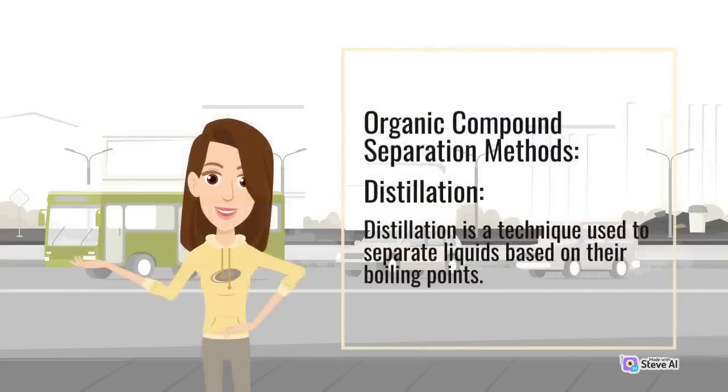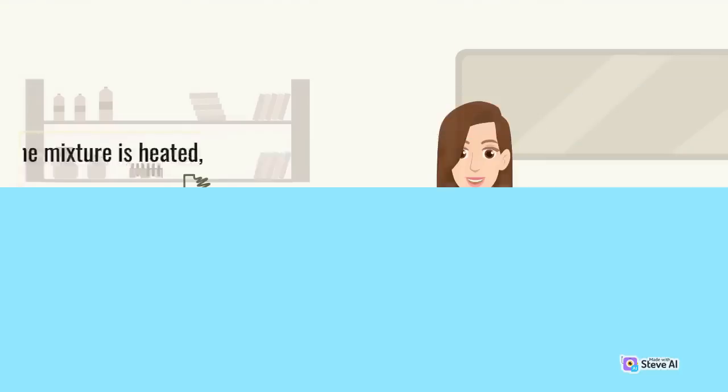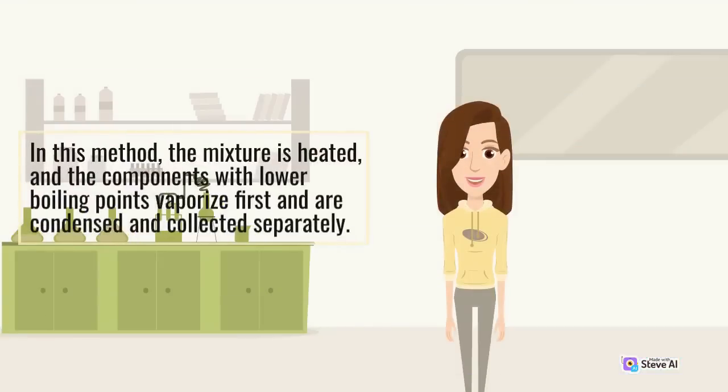Organic compound separation methods. Distillation. Distillation is a technique used to separate liquids based on their boiling points. In this method, the mixture is heated, and the components with lower boiling points vaporize first and are condensed and collected separately.